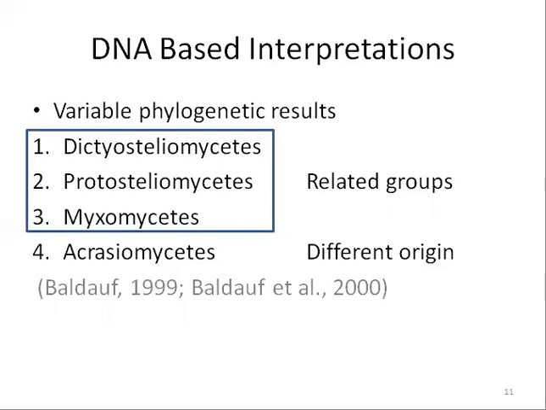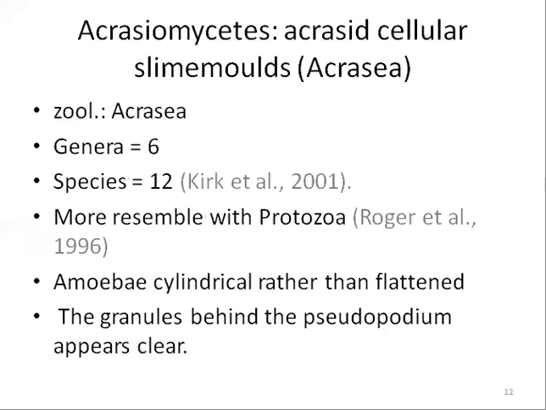protostelliomycetes, and myxomycetes are related to each other, whereas the acrasiomycetes have a different evolutionary origin. In general, the evolutionary background is, however, still diffuse in these lower eukaryotes. Now we will study in detail each class. First, we will consider the acrasiomycetes. They are also called acrasid cellular slime molds or acrasia.